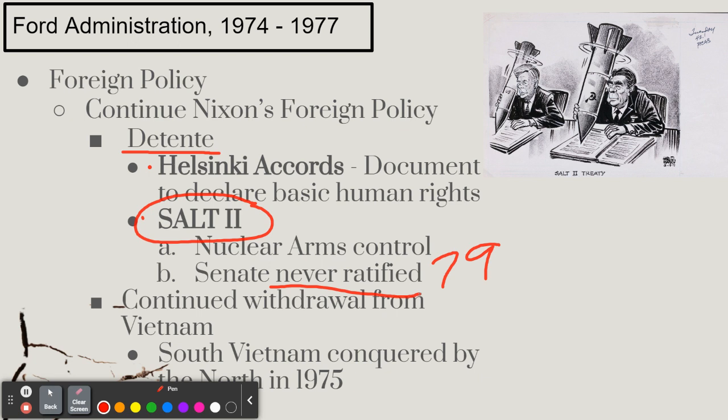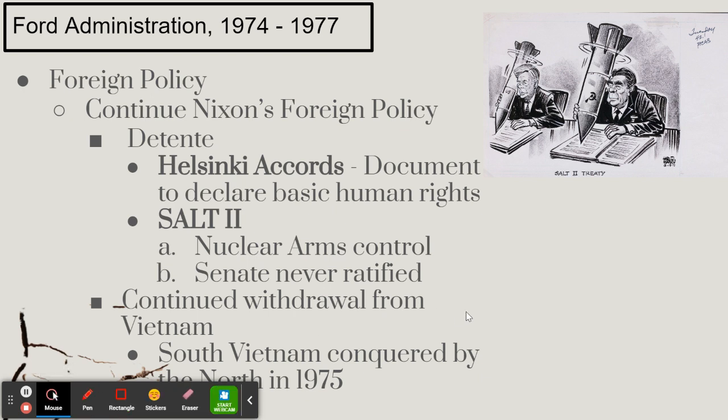The last piece, Ford does complete the withdrawal from Vietnam for the United States, and then South Vietnam is conquered by North Vietnam like we went over in 1975. So he kind of sees the end of the Vietnam War. Overall, these get overshadowed by the domestic policy. Even though he had some successes in foreign policy, the economy was so bad that no one really cared about the detente stuff. Nobody really cared about the Helsinki Accords because people were more worried about jobs.